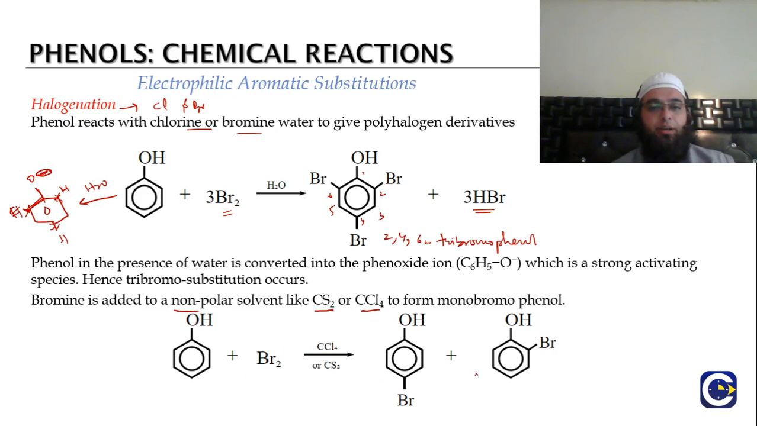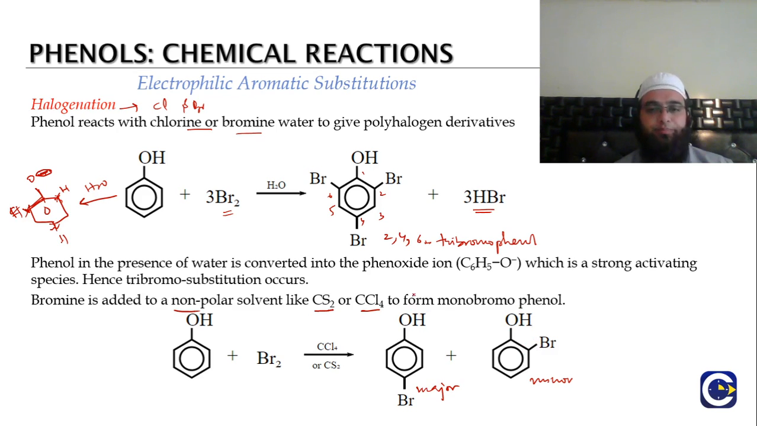In this case, we are getting two products. One is the para-bromophenol, and one is the ortho-bromophenol. The para product will be obtained as the major product, and the ortho will be the minor product of the reaction, because in the para product the two heavy groups are farther away from each other. That is why there will be no steric hindrance, whereas in the ortho product, the bromine and the hydroxyl group have a steric hindrance to each other.